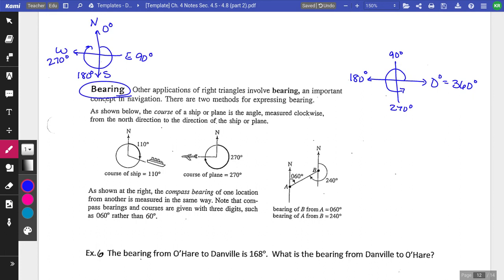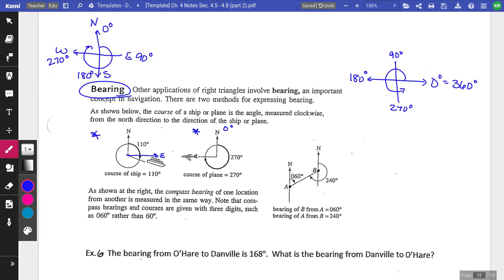Okay, so this first picture right here, your ship has a bearing of 110 degrees. So you started at north 0, you're going clockwise. So you're going a little bit south of due east, because due east would be a bearing of 90 degrees. So if you're going on a bearing of 110 degrees, you're going a little bit more southeast. Okay, the second one, we're the plane. So they are on a bearing of 270 degrees. Again, north is 0 degrees, you go clockwise, and then due west is 270 degrees.